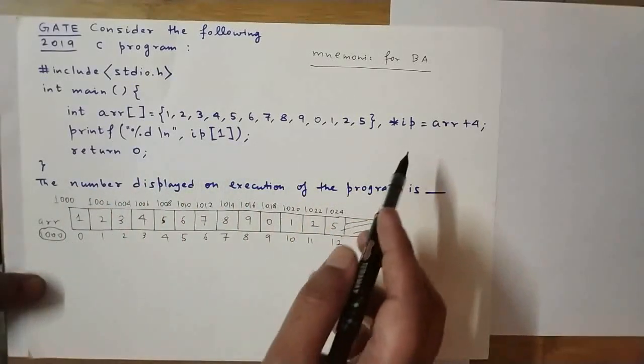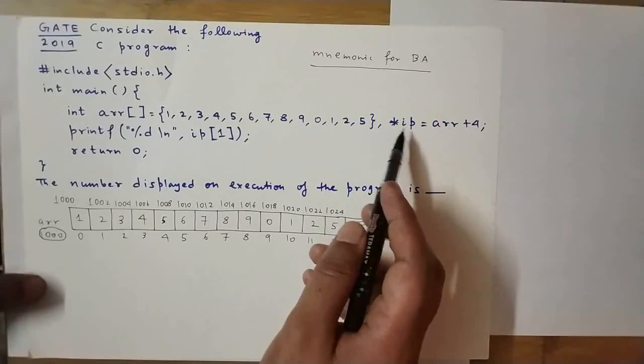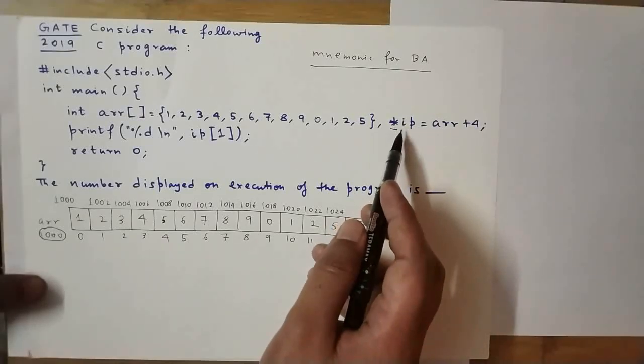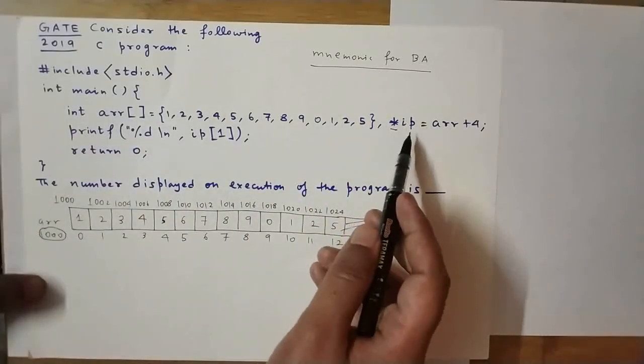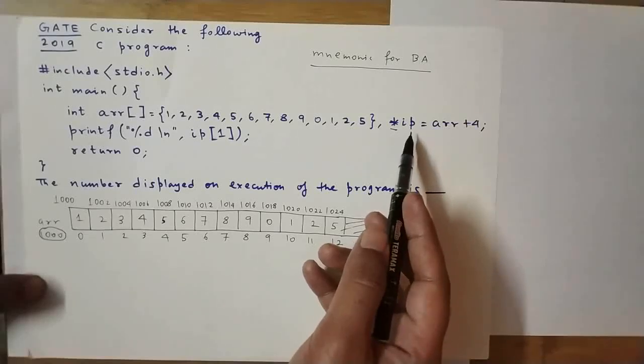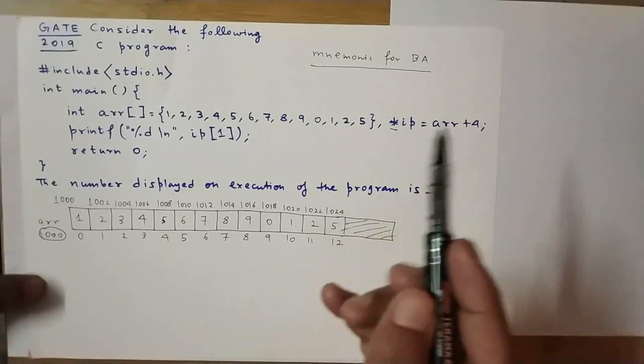The variable IP here is a pointer. See, this star here indicates pointer to, and it's a pointer to what? It's a pointer to an integer. So variable IP is a pointer to an integer, and while declaring the variable IP, we are also initializing it.